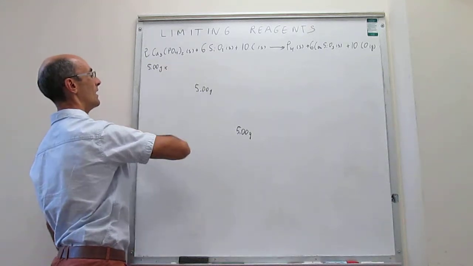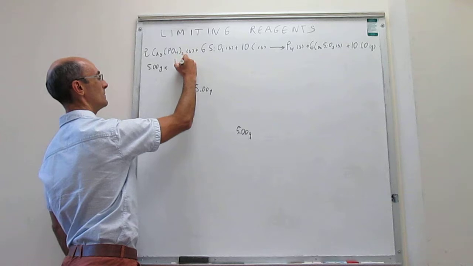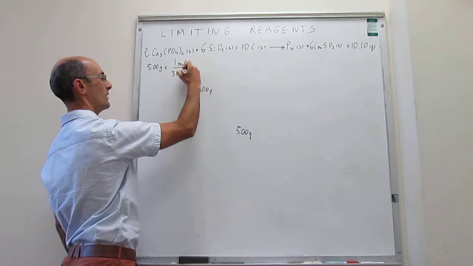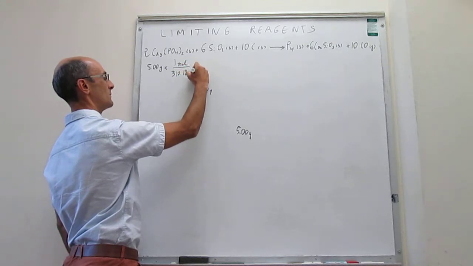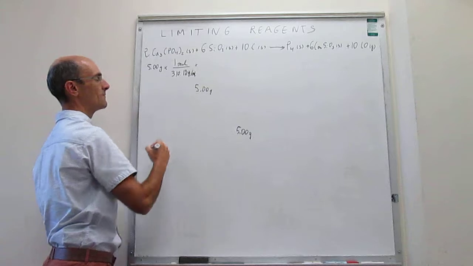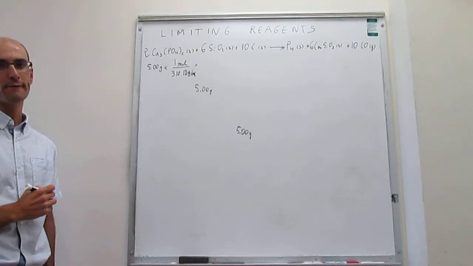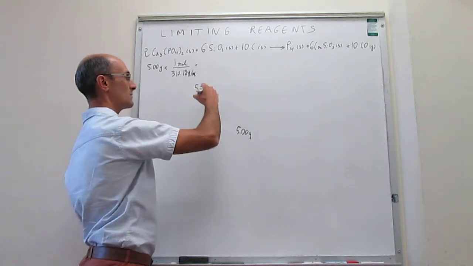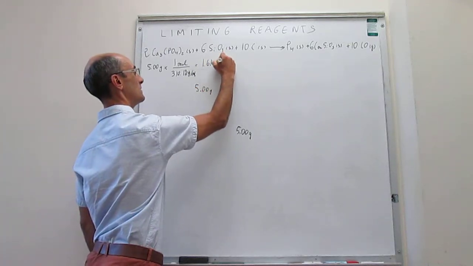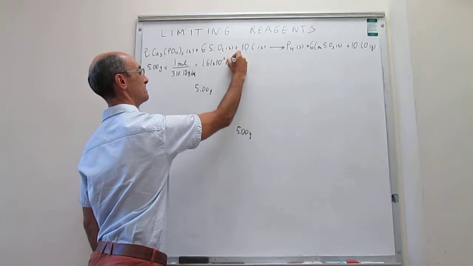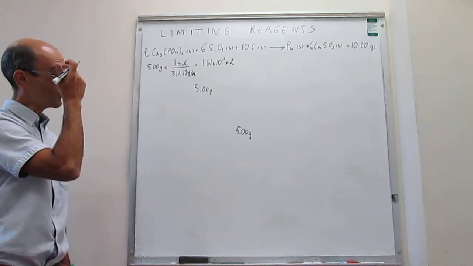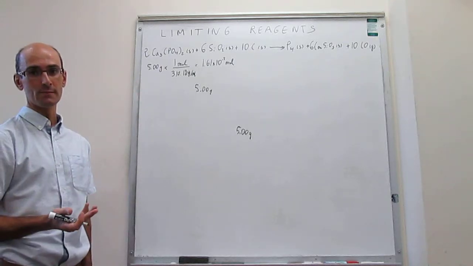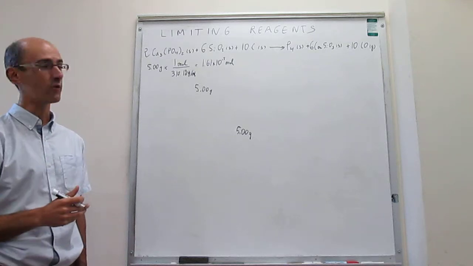So for calcium phosphate, the molar mass is 310.018 grams per mole. That is going to give me the amount of moles that I have for calcium phosphate, and this number happens to be 1.61 times 10 to the minus 2 mole. Now to figure out how many moles of tetraphosphorus I'm going to get, I have to multiply this by the appropriate stoichiometric conversion.